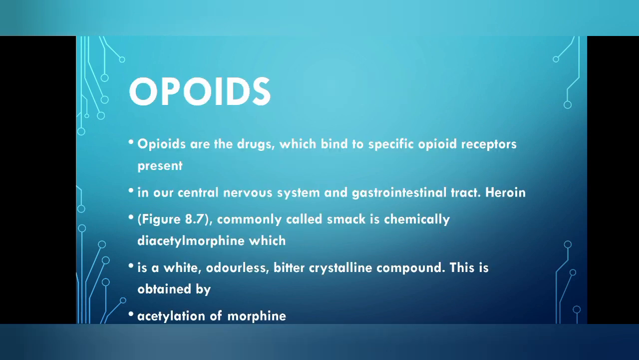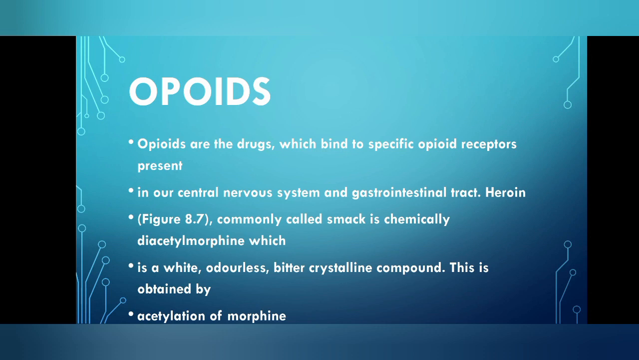After that, we talk about some drugs like opioids and cannabinoids. First, we discuss opioids. Opioids are drugs which bind to specific opioid receptors present in our central nervous system and gastrointestinal tract. Heroin, commonly called smack, is chemically diacetylmorphine, which is a white, odorless, bitter crystalline compound.